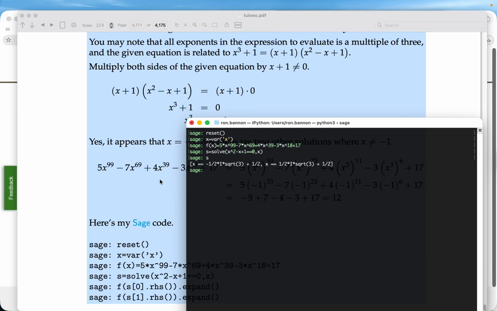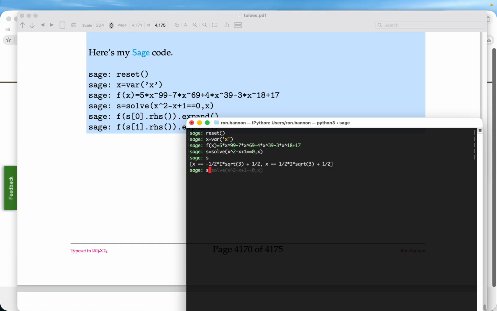So let's take a look at the code, and we'll describe this to you. The first thing is how to access s. You type in s, you get the whole solution. If I just want the first one, it's going to be s0. Unfortunately, I don't want the x, so what I do is I do dot right-hand side. That's a function call. What's that going to give me? The right-hand side of that.